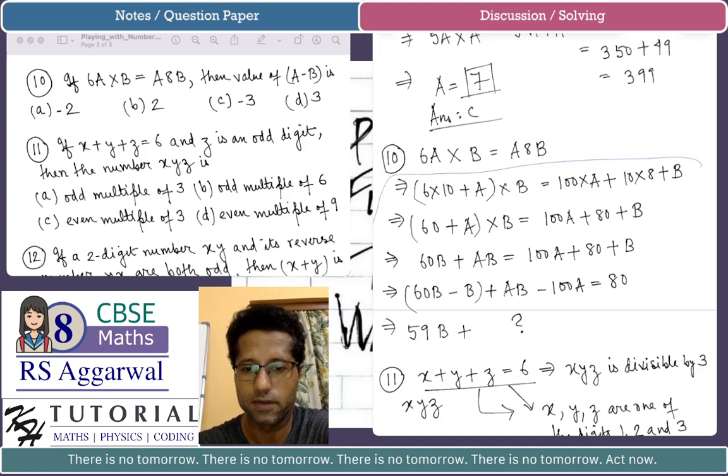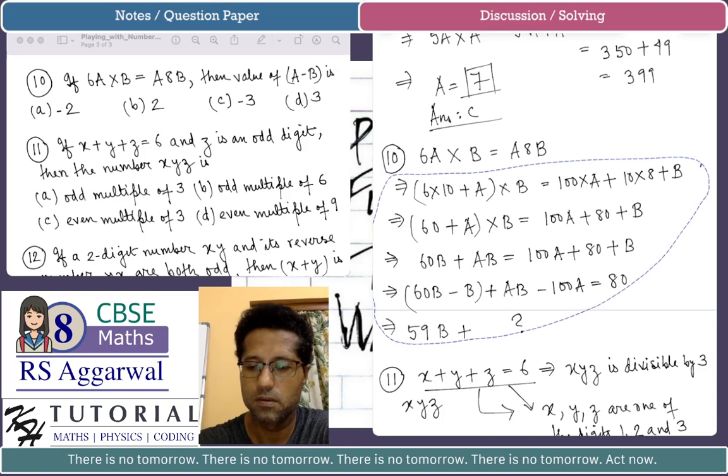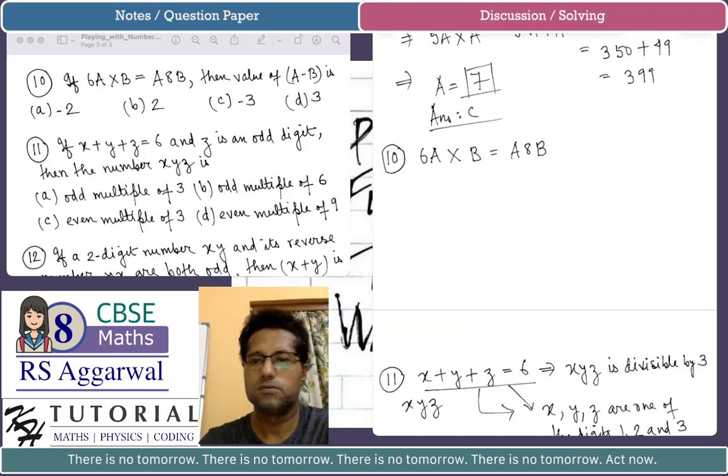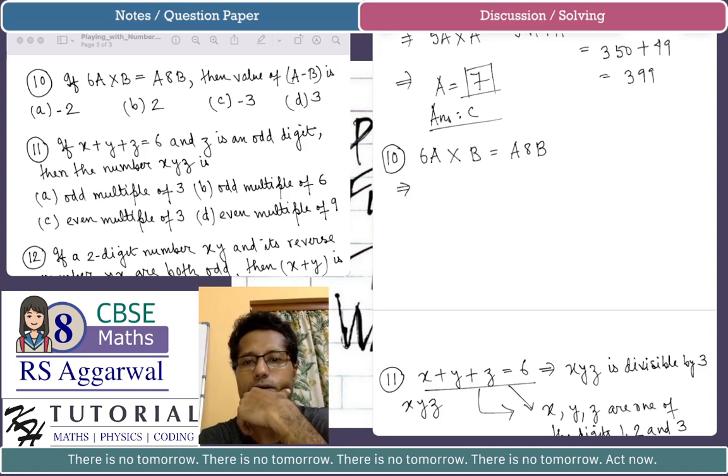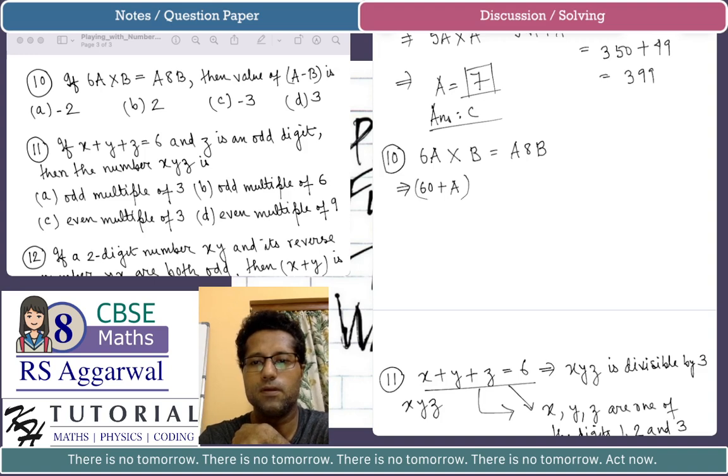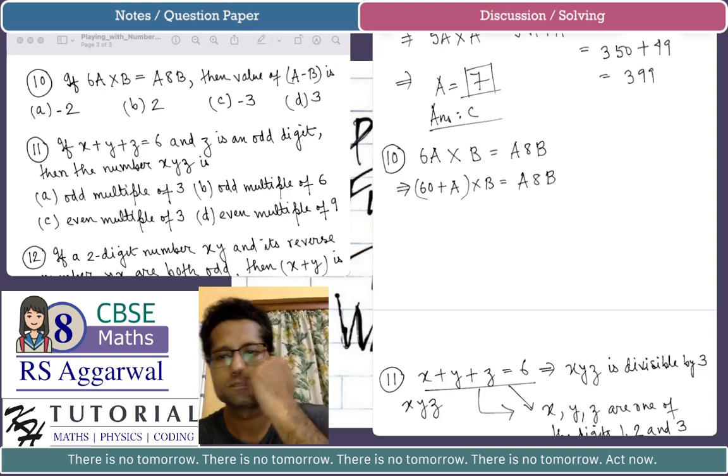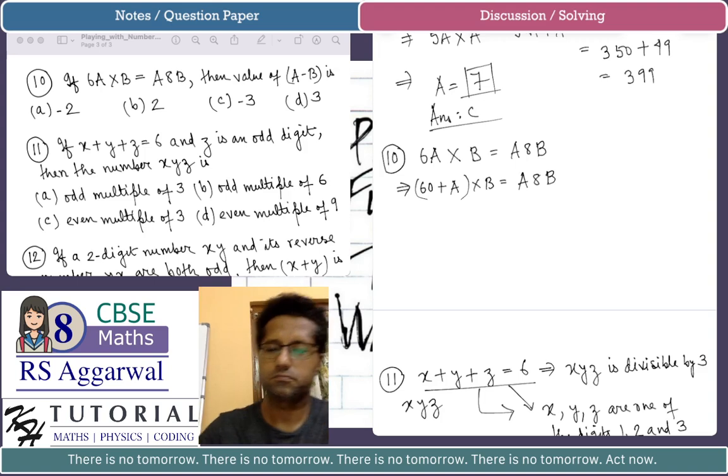Let's do it from scratch. Okay, so applying the general form of the number on the left hand side, 6a, its general form is 6 into 10 plus a, that is 60 plus a, and we have into b is equal to a8b.